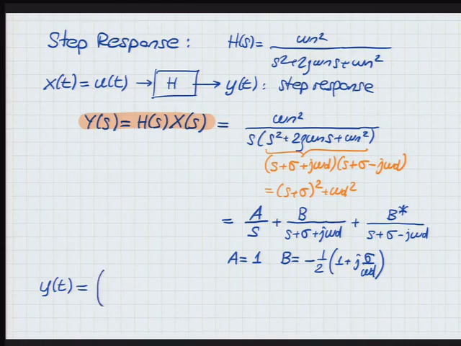Everything I write is going to have a factor of u of t. All right? So let's take care of that once and for all. So A over s, and A is 1, so it's 1 over s. What is that going to give you? Unit step, right? That's it. So I put a 1 here. All right, B over s plus sigma j omega d. It's going to give us B. I'm going to leave it as B for now.